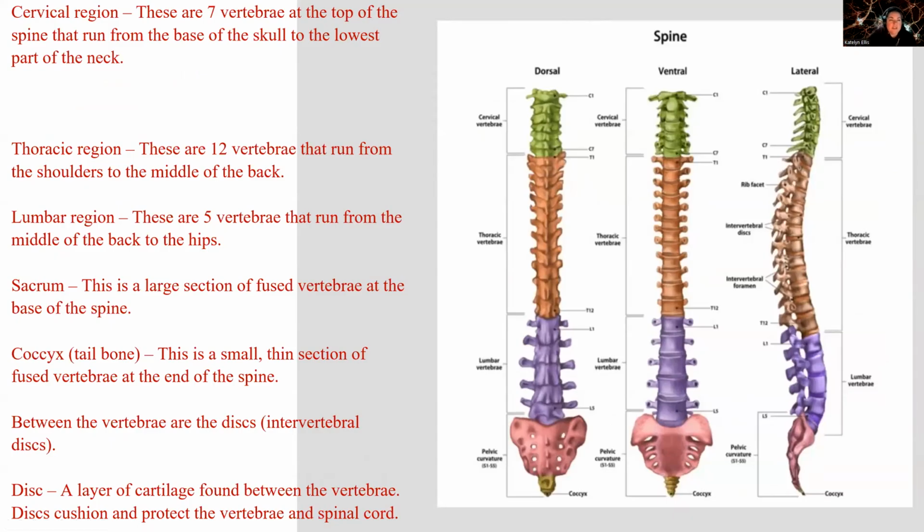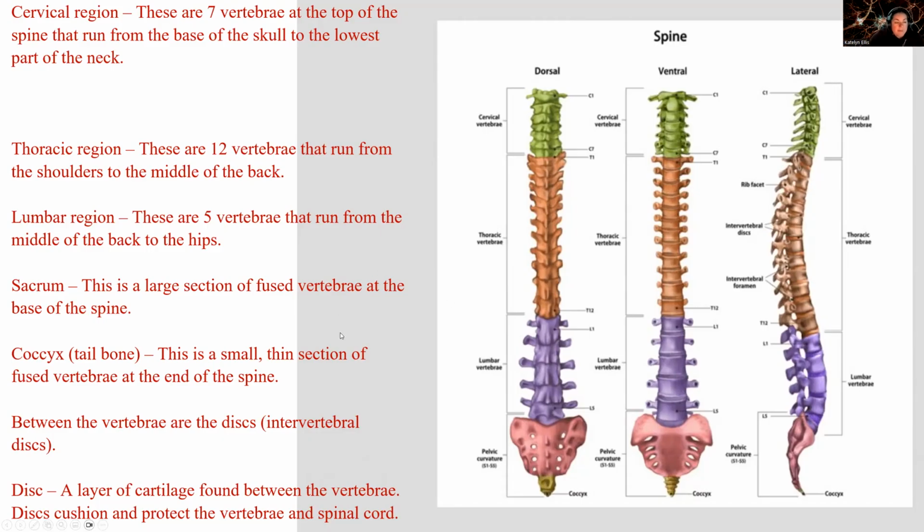Remember, in the cervical region, there are 7 vertebrae, pictured here in green. Thoracic, there are 12 vertebrae, pictured here in orange. Lumbar, there are 5 vertebrae, pictured here in purple. The sacrum is a large section of fused vertebrae at the base of the spine, pictured here in pink. And there is the coccyx, all right? That is a small, thin section of fused vertebrae at the end of the spine, pictured here in moss green.